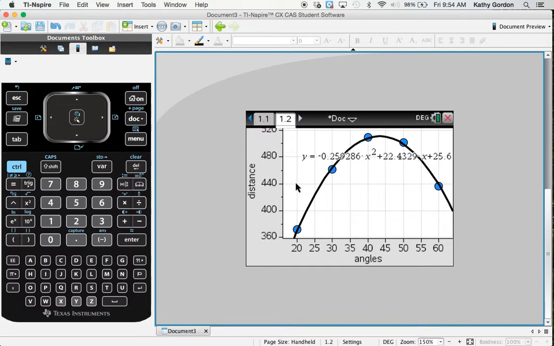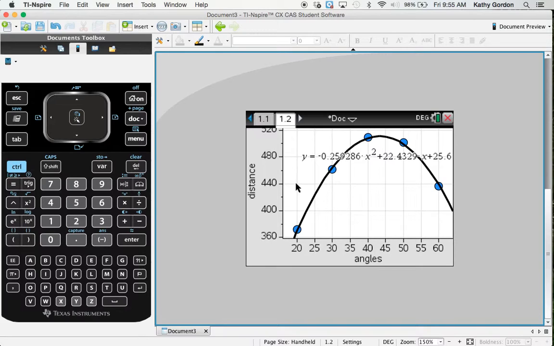So our equation in this case is about y equals negative 0.26 x squared plus about 22.4x plus about 25.6. Okay? Now, let's say I want to do something with this. Let's say I want to know if I'm going to enter the pumpkin chucking contest, what is the best angle to get the maximum distance? What would I want? 45. Or the maximum, the vertex. 42.